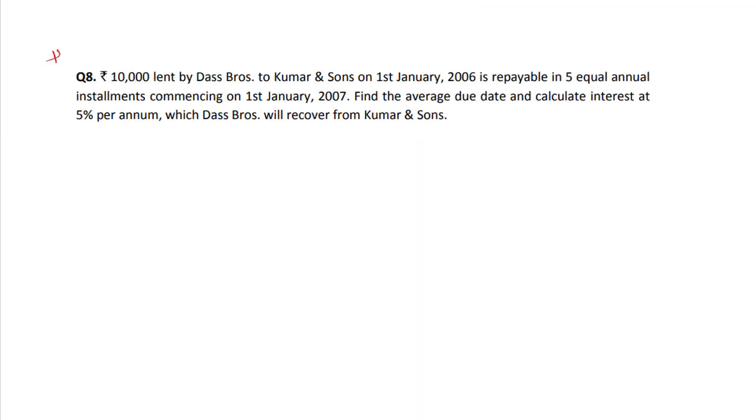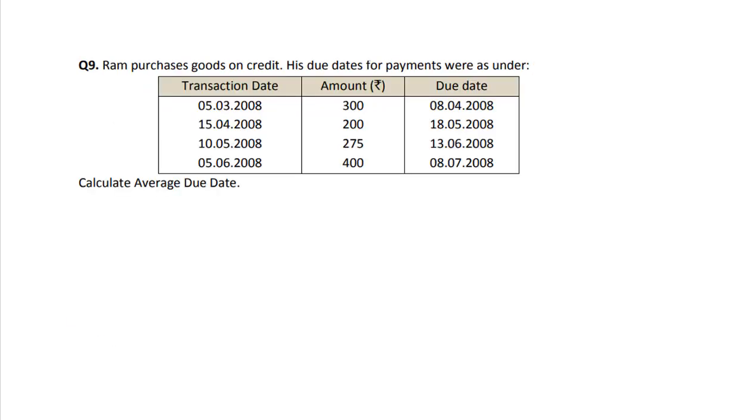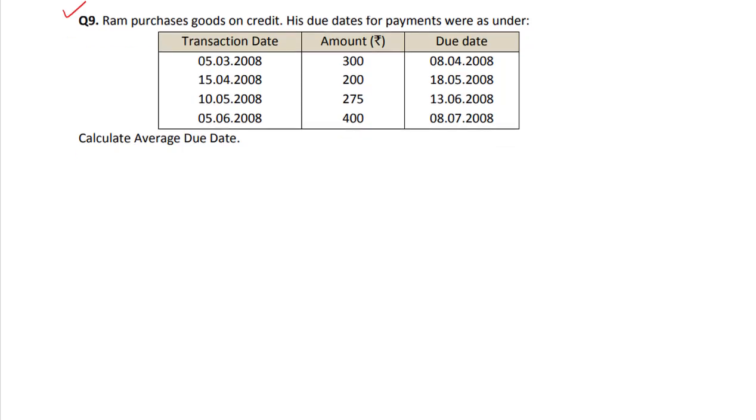Next question, question 8. This is similar homework. Let us move ahead. Question 9. Ram purchased goods on credit. His due dates for payments were as under. Transaction date, amount, and due date is already given over here. Calculate average due date.